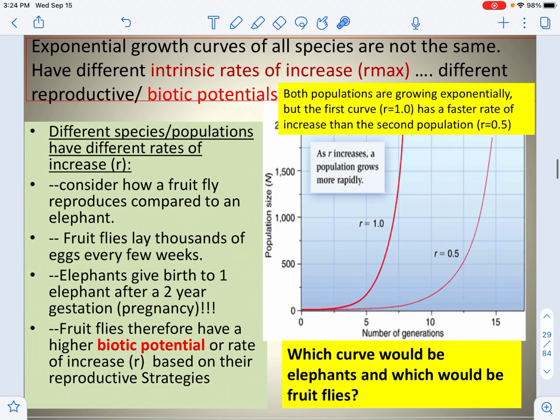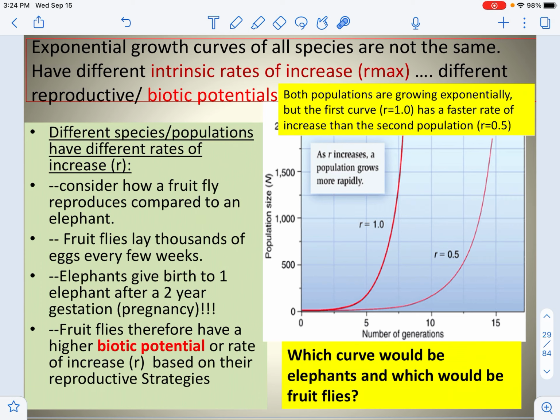So this is showing you what I just drew. What we call the biotic potential, or the intrinsic rate of increase, or the R max, all 3 of these things that I just highlighted are the same thing. So make sure you know all those terms. If I use them, they're all talking about the same thing, and they're basically talking about everything about how the organism reproduces. What's the rate of increase going to be, which is R. Different species have different rates of increase, which is R.